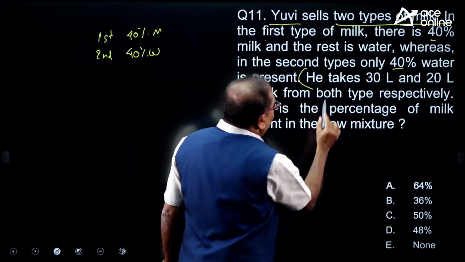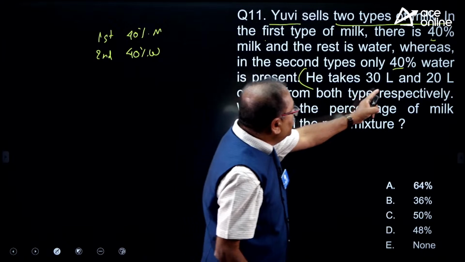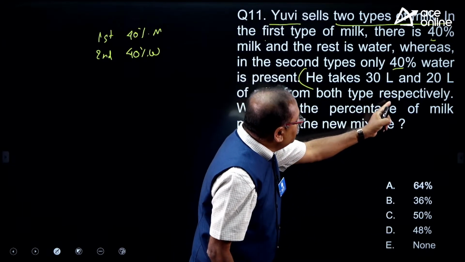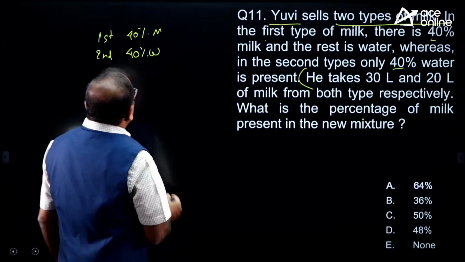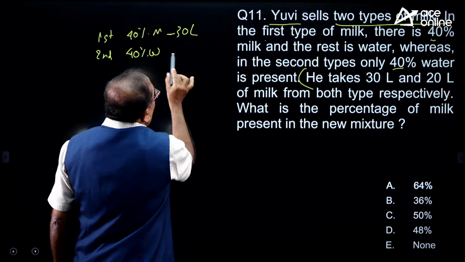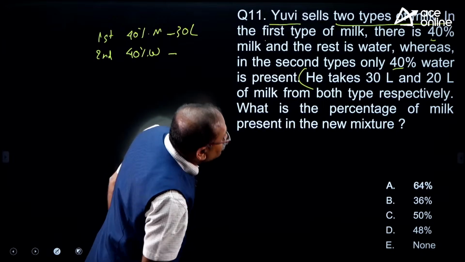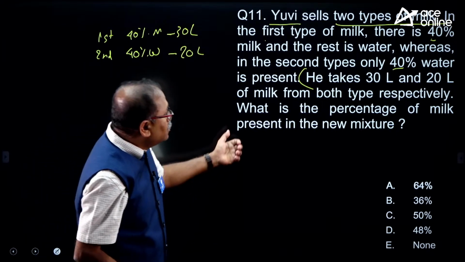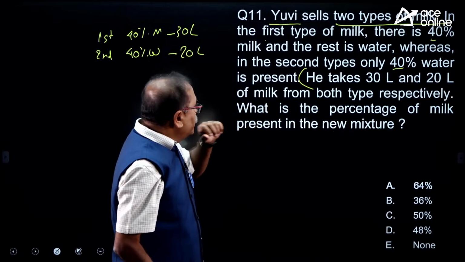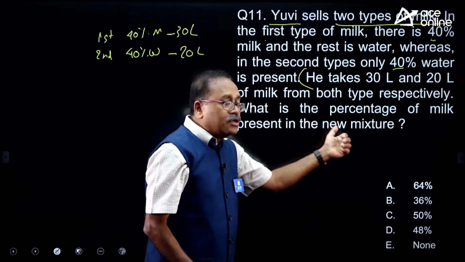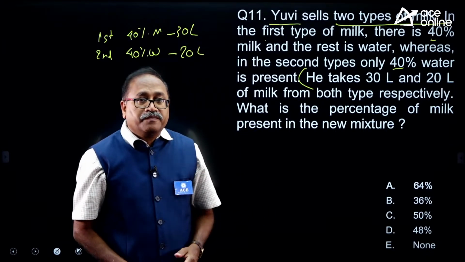From here, he takes 30 liters and 20 liters of the milk from both the types respectively. From here, he is taking 30 liters, and from here he is taking 20 liters. So he removed these respectively. What is the percentage of milk present in the new mixture?